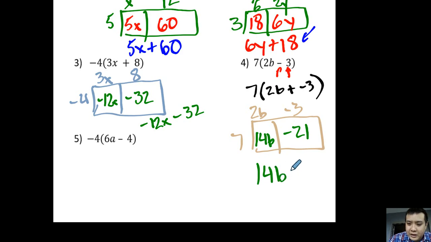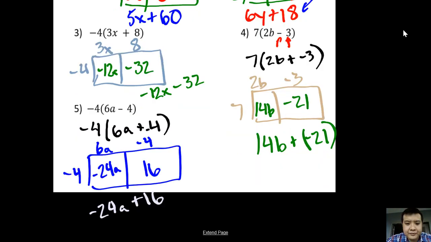14b plus -21. Again, you could also write this as 14b minus 21. It would be the same thing. Go ahead and try number 5 out on your own.